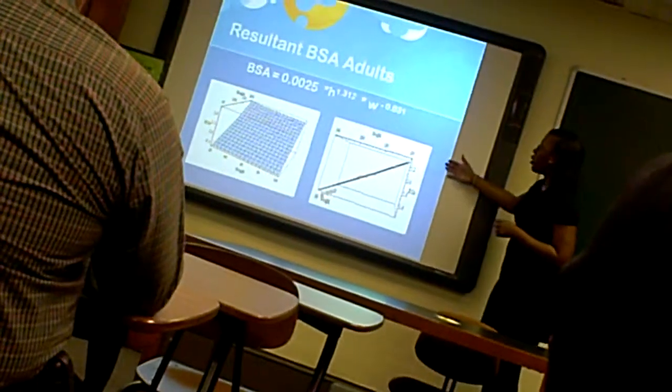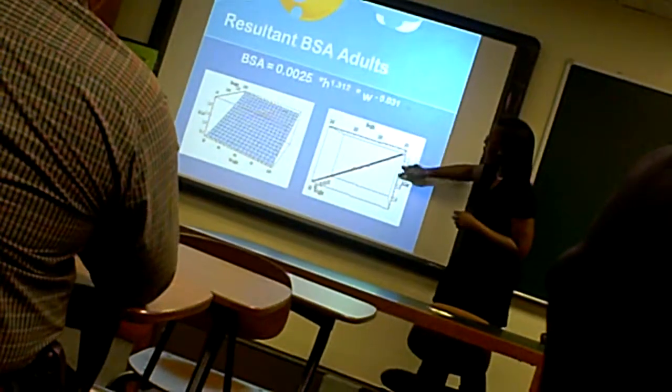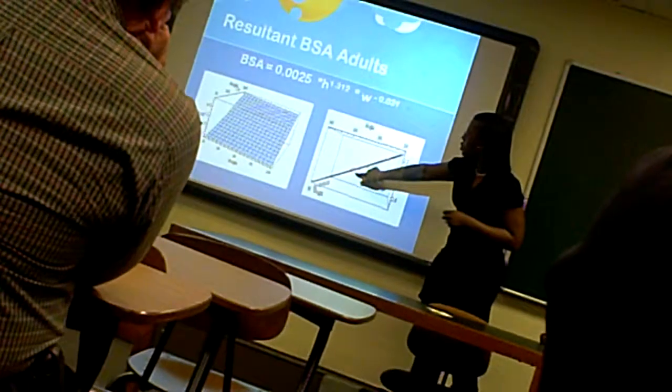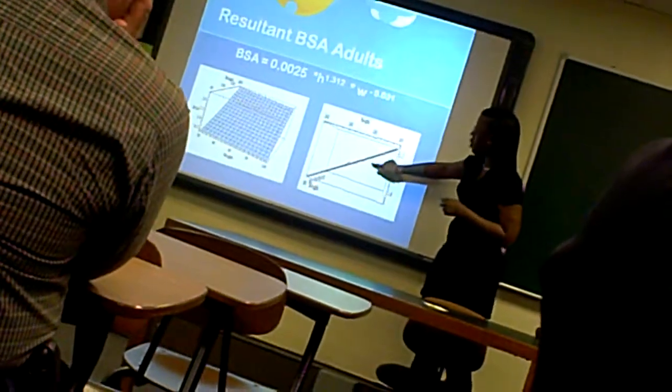This was the equation for adults, and here you can see that there's a negative exponent for weight. These are the 5 adults that I've used. The blue surface is my equation. You can see that this is a good fit as well.